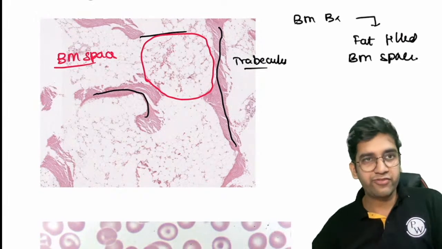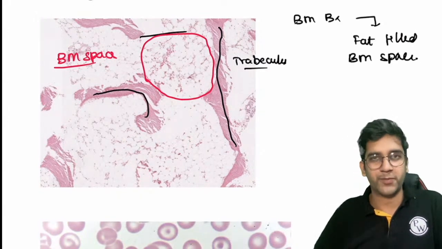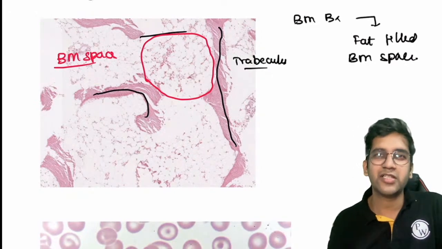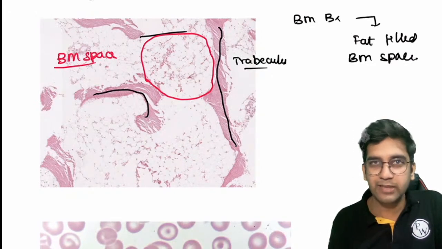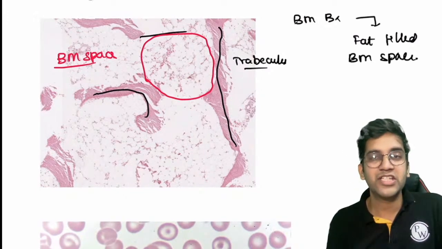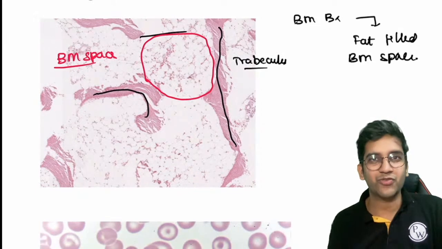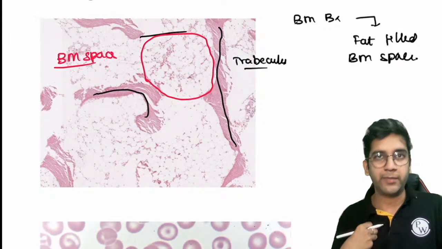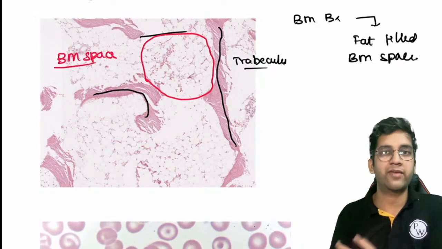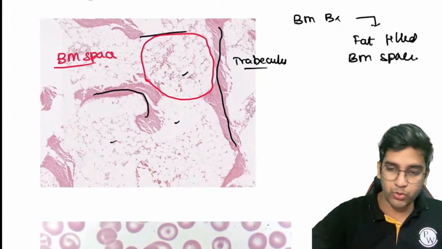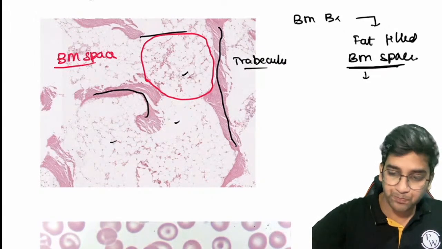So when I have a fat-filled bone marrow space, what is your first thought? If you remember, while reading physiology or even the starting of hematology, you must have read about red marrow and fatty marrow or yellow marrow, right? Which is functional? Obviously, red marrow is functional, yellow marrow is non-functional. In you and me, adults, your long bones will have yellow marrow because it's not functional, right? So when I have fat-filled spaces, it's a non-functional marrow.